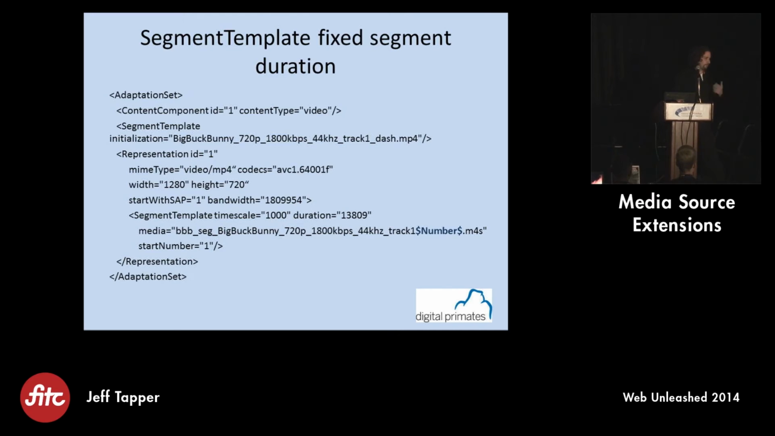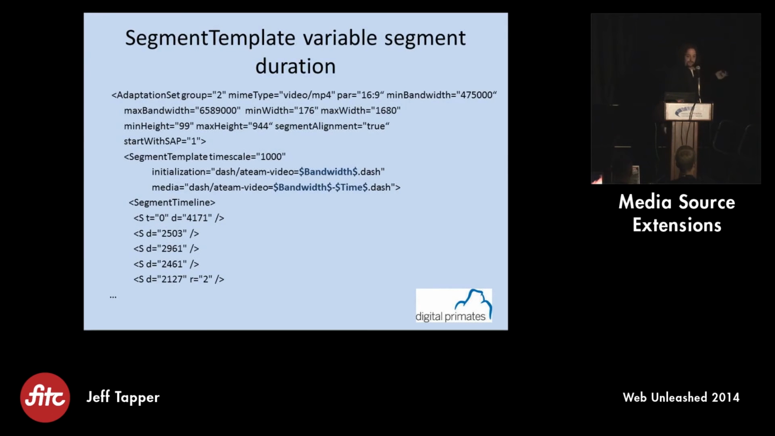Now, oftentimes, especially as we deal with variable content, if you're dealing with live sports, for instance, you don't always know when an ad break is going to happen or when something has to change. So you might have variable durations of each segment. And so for that, we have a segment template with an embedded segment timeline. What this does is say, generally, here's what the pattern is going to be. You're going to specify the bandwidth and the time. And then for each of the individual segments, here's the duration of each one. And if I'm going to stay at the same duration, you notice the bottom one has an R attribute to it. That tells you I'm going to repeat at this duration for whatever number of times.